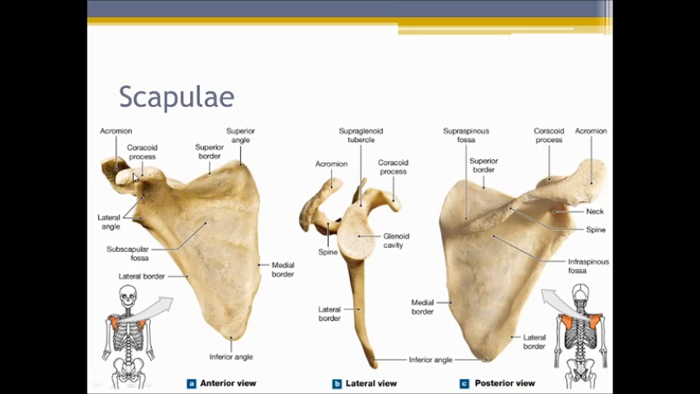The coracoid process points out anteriorly, and the acromion process is posterior to that, and it's what attaches to the clavicle. You also have the glenoid cavity or glenoid fossa, and that's where the humerus is going to attach. The glenoid cavity has a supraglenoid tubercle on the top. You have the spine of your scapula in the posterior view, which separates the supraspinous fossa from the infraspinous fossa. And here you can see the acromion process and the coracoid process just anterior.